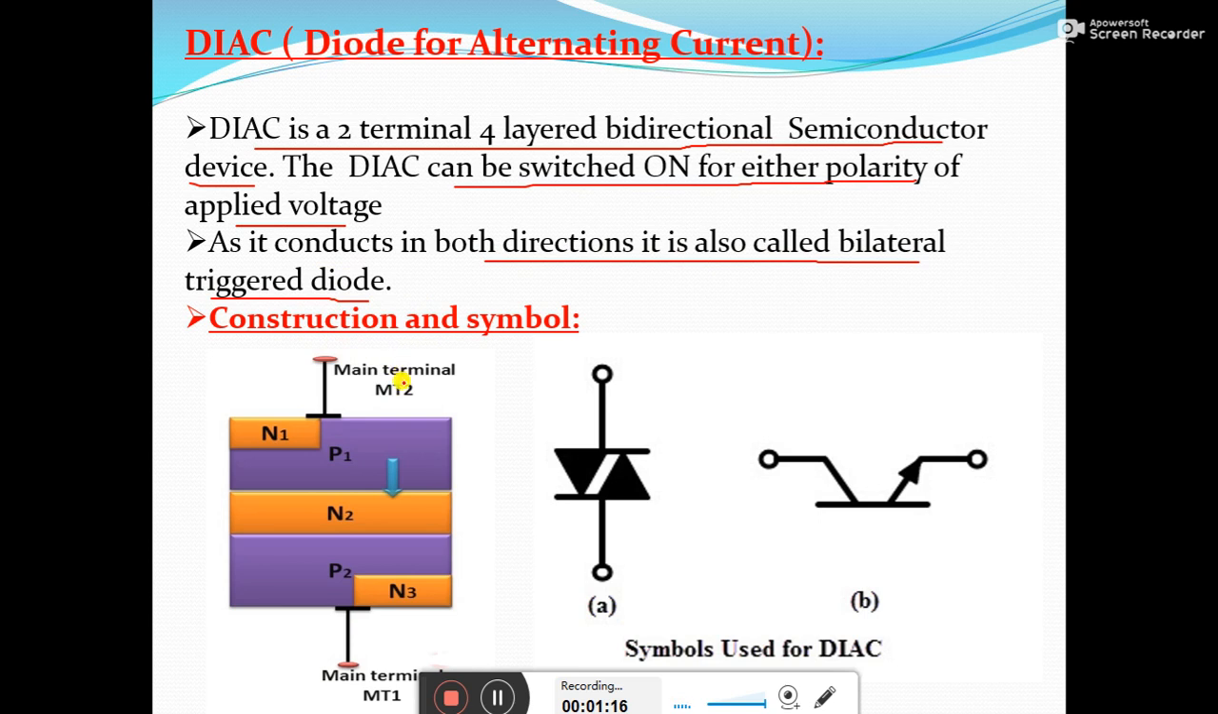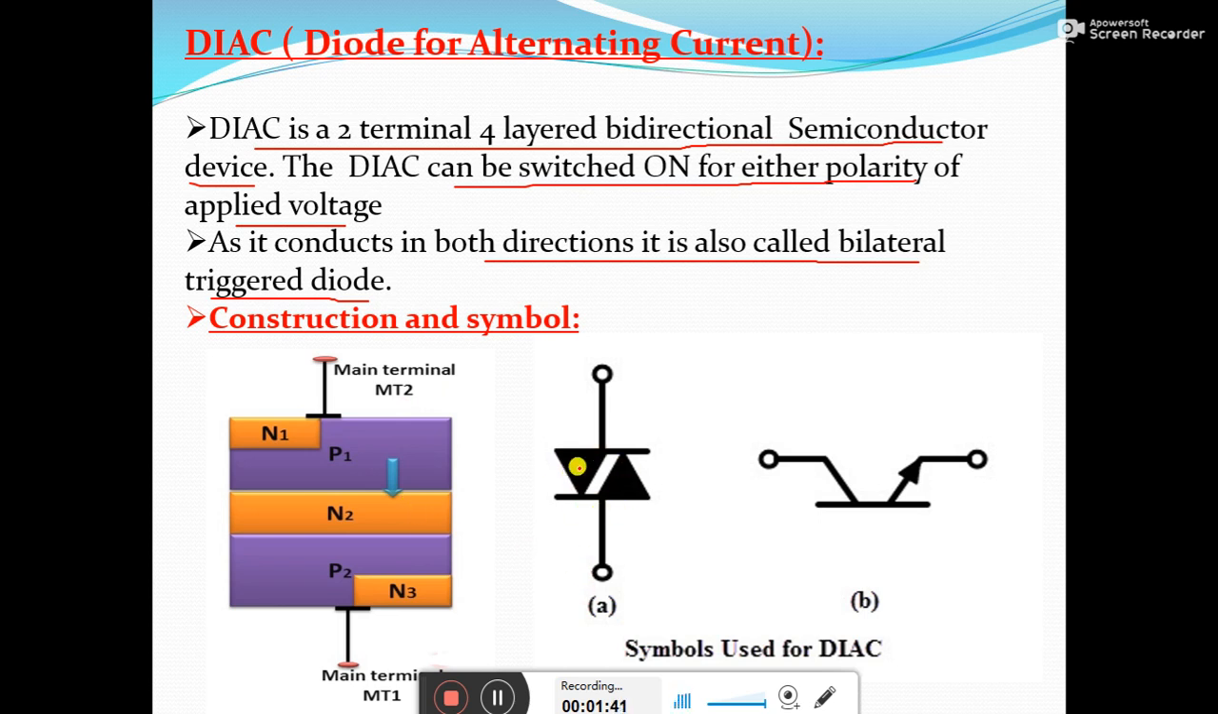In the construction, initially you can see five semiconductor layers here. But once we apply the bias, or the potential across MT2 and MT1, depending upon the polarity in which the biasing is done from MT2 to MT1, only four layers will come into action. That we will see in its working.